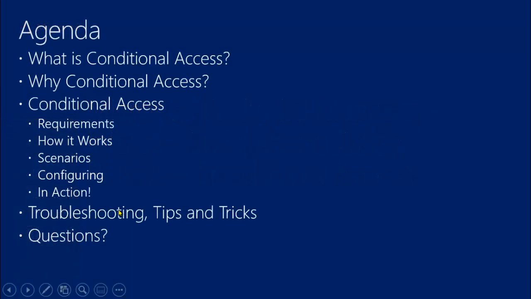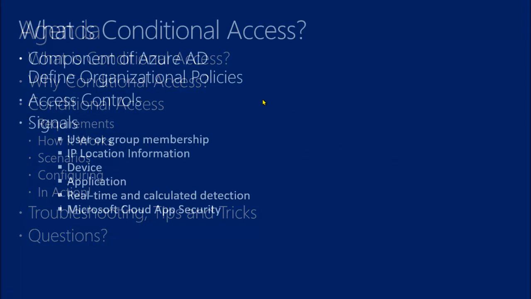So here's the agenda for our discussion. First, what is conditional access and why do we care? Then we'll talk about the requirements for conditional access, see how it works, and look at a couple of scenarios perhaps. Then I'm going to show you how to configure conditional access, basically a walkthrough of conditional access in the console, and then we'll see it work. We'll wrap up with some troubleshooting tips and tricks.